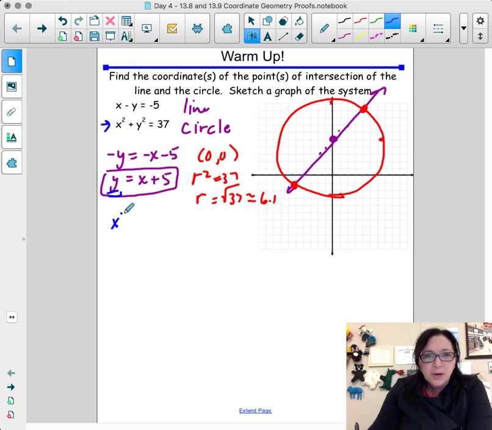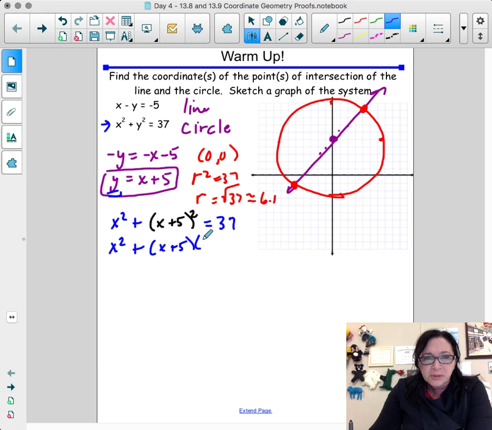Since I've already solved for y, I'm going to plug y into this second equation. So I have x squared plus y squared. So this is y. Let me put this like this so you can see what I'm doing. x plus 5 quantity squared equals 37. I'm going to simplify this. So I have x squared plus this I'm going to actually FOIL. So x plus 5 times x plus 5 equals 37. I'm going to get x squared plus 5x, which is plus 10x, plus 5 times 5, which is 25. I'm going to subtract 37 is equal to 0.